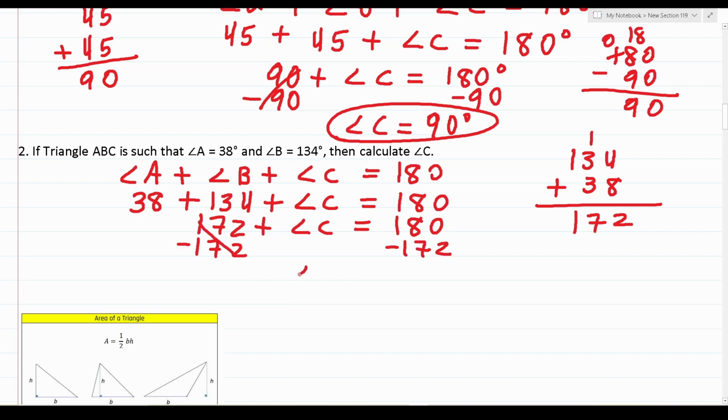This crosses out here, leaving you with the measure of angle C. And you should be able to do this in your head. 180 minus 172 is going to be 8.